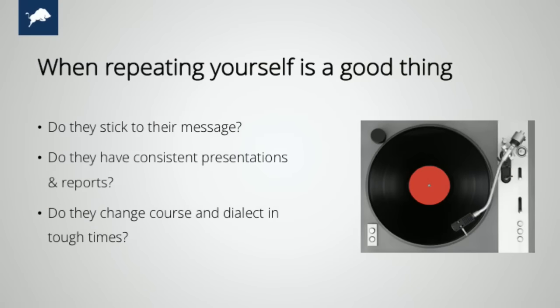Now, my following slide is called When Repeating Yourself is a Good Thing. This goes back to looking at when a manager doesn't have the best of months or the best of quarters or the best of 6 months, for example. I want to see consistency in their message. Okay, consistency in what they're telling us. And also, I want to see transparency during those bad months.